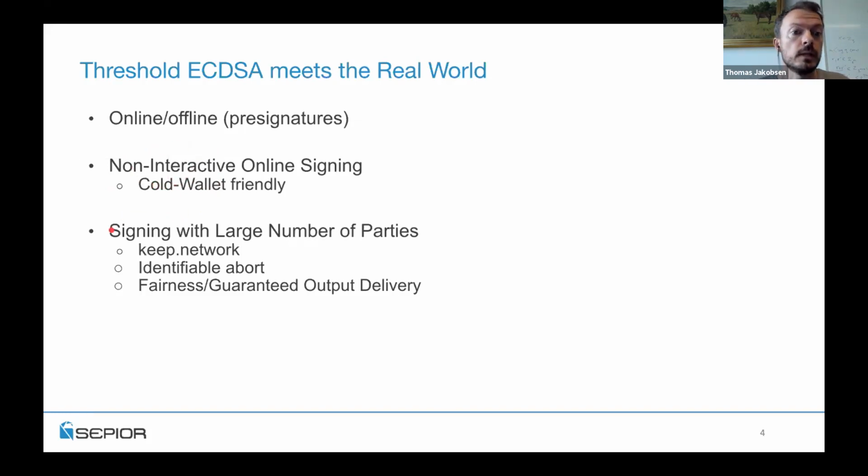Also, there's been recent interest in signing with a large number of parties. Again, this comes from applications in the cryptocurrency community. In fact, there's a fancy cross-cryptocurrency solution that needs signing with a lot of parties. This means that properties such as identifiable abort and guaranteed output delivery suddenly become quite important, because if you want to sign with 200 out of 500 parties, you really need to be able to continue even if there are a few malicious parties.